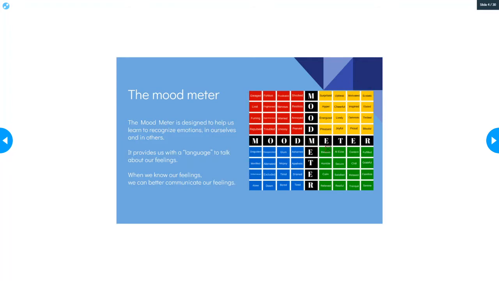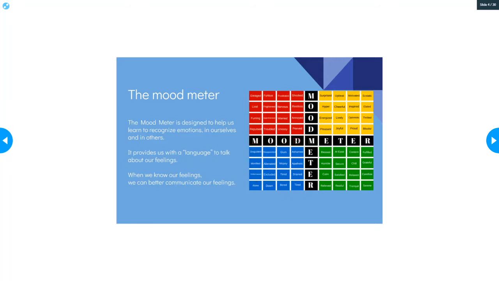Then we come down to the green. We have words like blessed, secure, chill. So these are a little bit lower energy, but we still have positive feelings. We go to the color blue. So the color blue, we have low energy and we have a little bit more of a negative feeling. So we're feeling tired, we're feeling bored, we're feeling down, we're feeling alone. So we have these negative feelings and it's a very low level energy feeling.